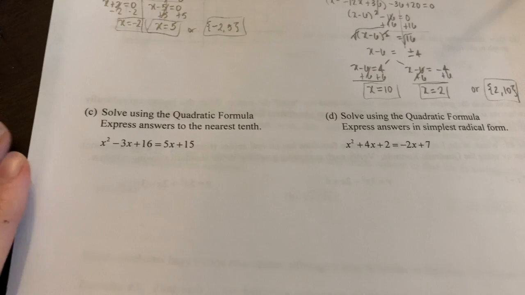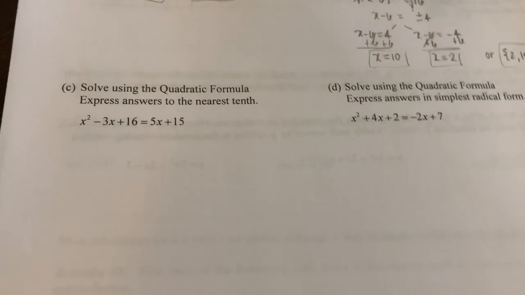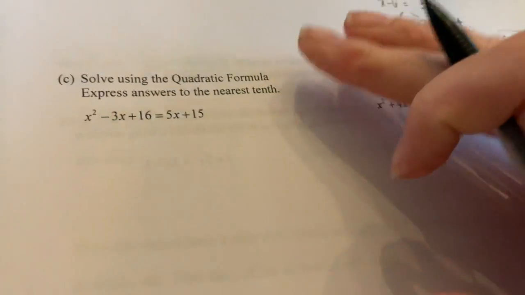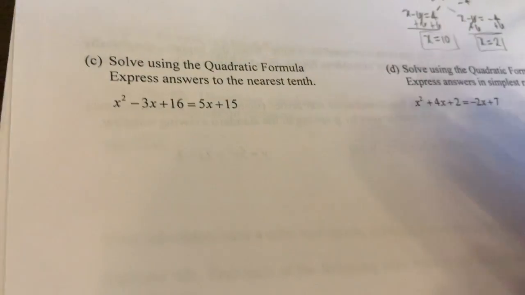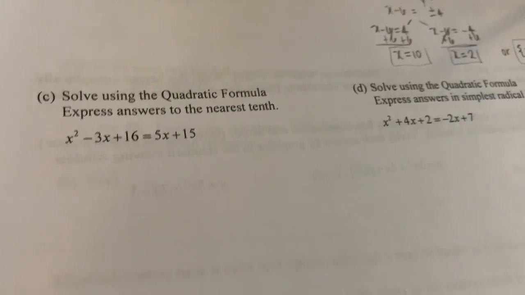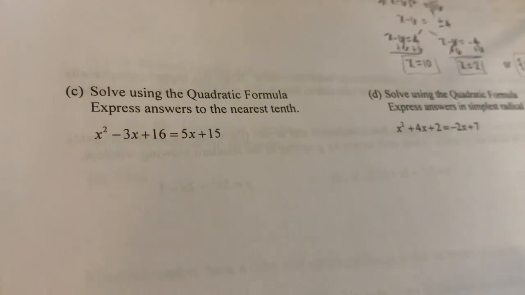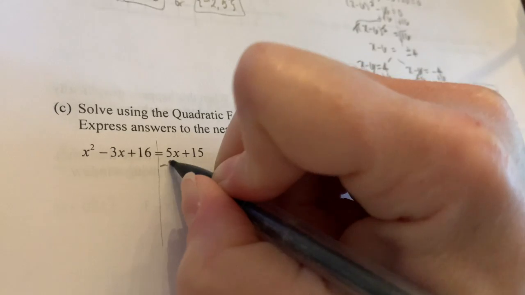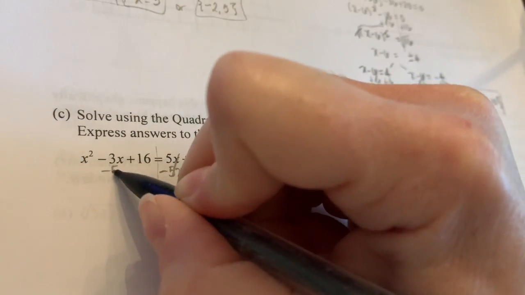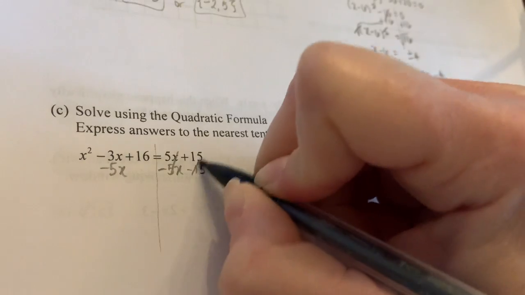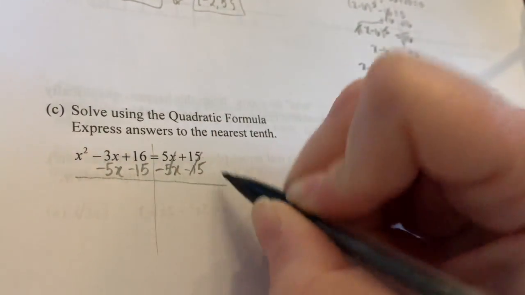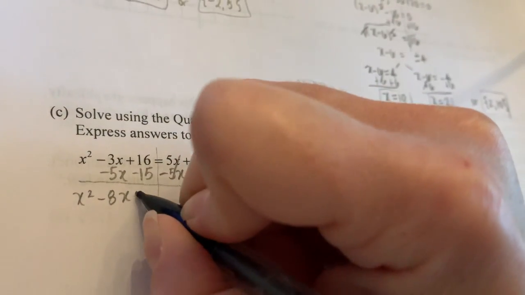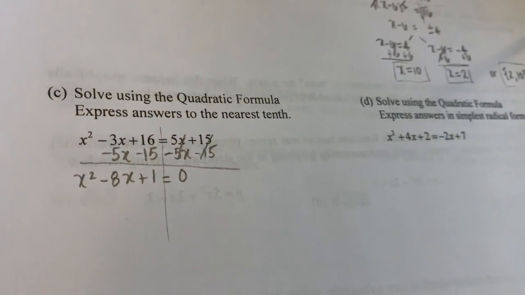Next, for part C, we're going to use the quadratic formula, and we're going to express our answers to the nearest tenth. So in this case, we are not going to simplify our radical. We're going to put it in the calculator and see what we get. So, first things first, of course, this has to be set equal to 0, and it's not. So I'm going to move everything over. So I'm going to subtract the 5x, and I'm going to subtract this 15. That leaves me with x squared minus 8x plus 1 equals 0.